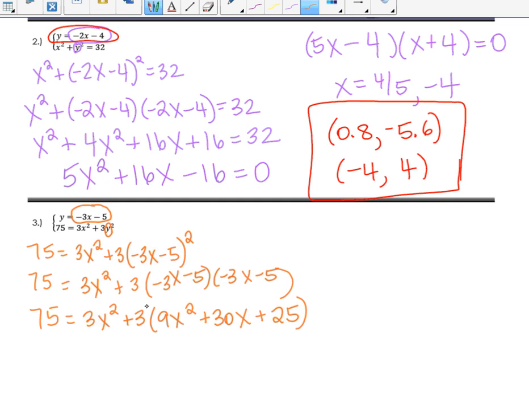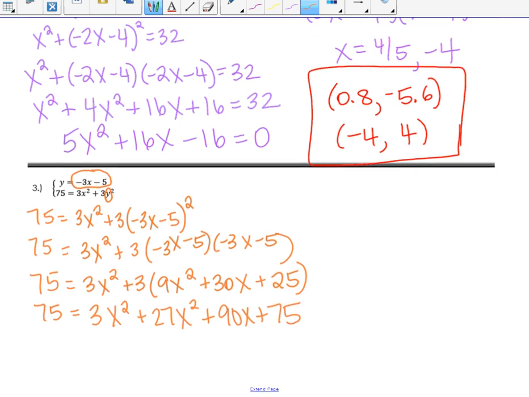Okay. Now we need to distribute in our 3 here. You get 75 equals 3x squared plus 27x squared plus 90x plus 75. Okay, same deal, guys. We're going to combine like terms and bring everything to one side. If you subtract 75 over, it's going to cancel. So you have 0 equals 30x squared when you combine your squared terms.